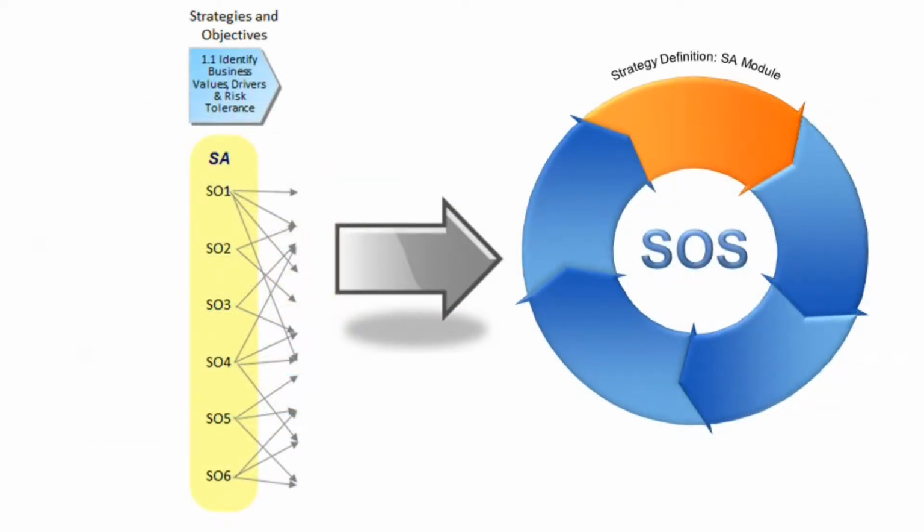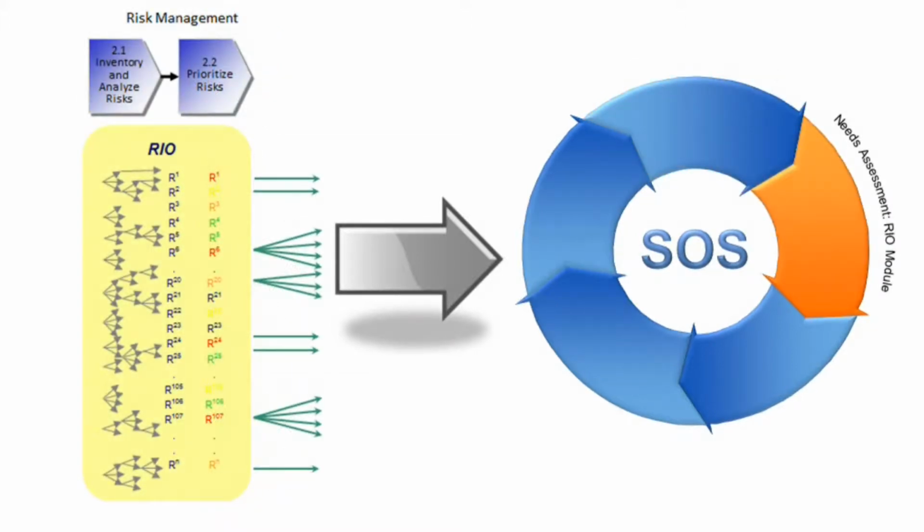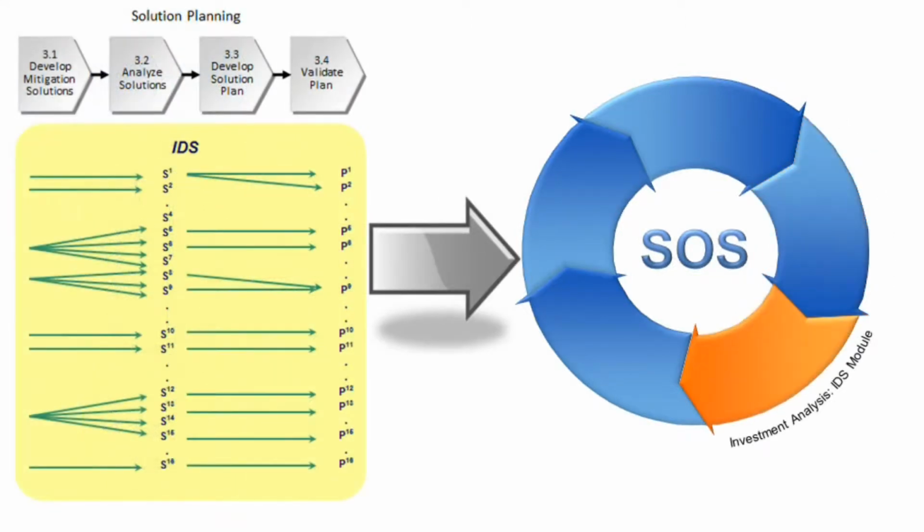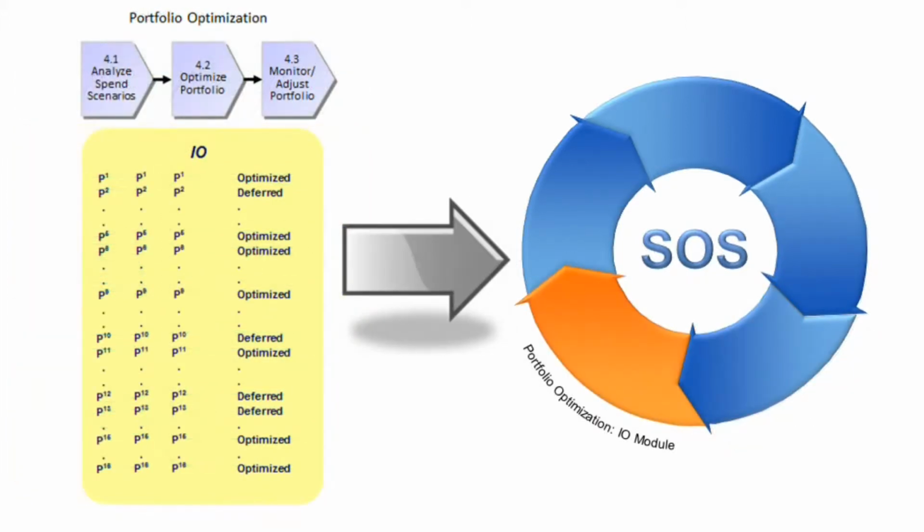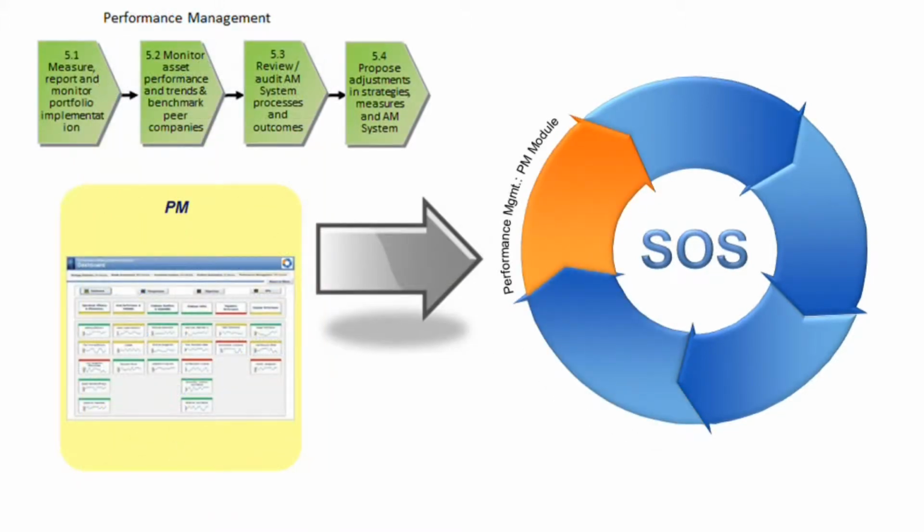The SA, or Strategic Alignment module, links to the Strategies and Objectives process. The RIO, or Risk Identification and Opportunities module, aligns with the risk management process. The IDS, or Investment Definition and Scoring module, is parallel to the solution planning process, and the IO, or Investment Optimizer module, is aligned with the portfolio optimization process. The last module, or Performance Management module, provides the final linkage in the strategy, action, performance cycle.